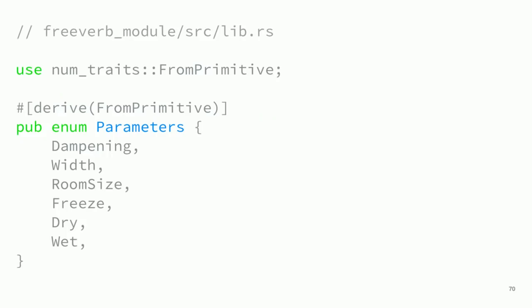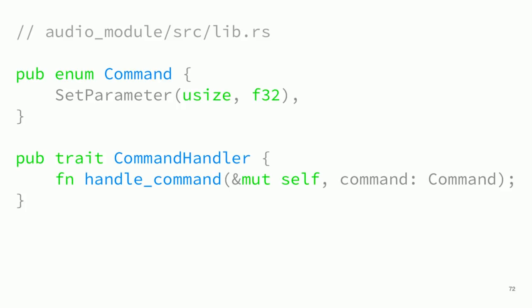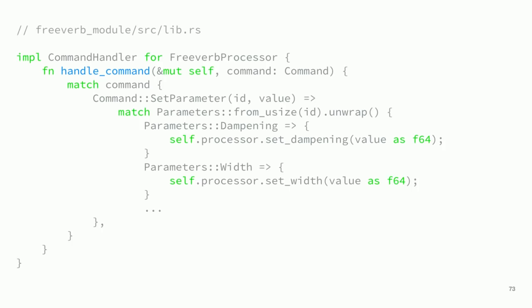So I'm gonna skip ahead a bit. We have a FreeVerb module that declares some parameters, and there's a whole thing about that, but I think we get the idea. Command handler is a trait. We have to handle commands, and so the processor receives a command and then calls the relevant setter on the processor.